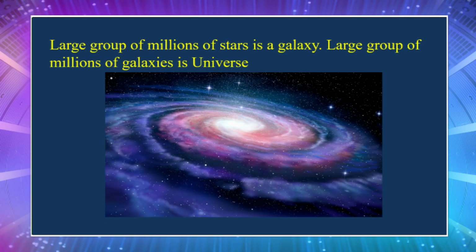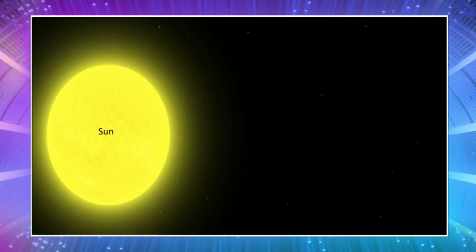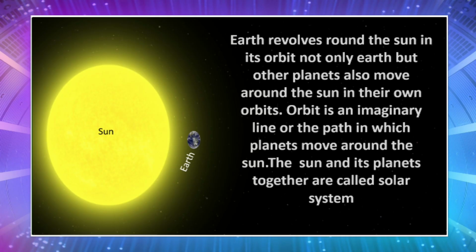Here you can observe there are millions of stars in this galaxy and each star has its own planets and satellites, and Sun is a part of this galaxy. Children, observe this image. See how small Earth is from Sun's point of view. Sun is much larger than Earth. It revolves round the Sun. Earth revolves round the Sun in its orbit. Not only Earth but other planets also move round the Sun in their own orbits.